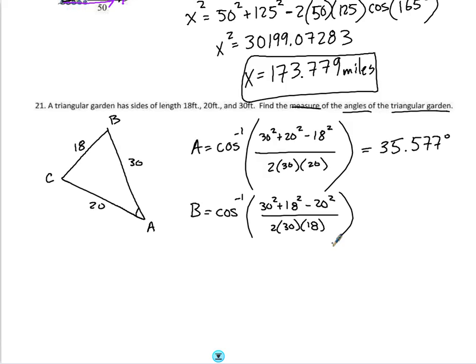Now to find the third angle, I'm just going to have to add them up and take them away from 180. What did I do wrong? Did I do something wrong? Alright, alright.